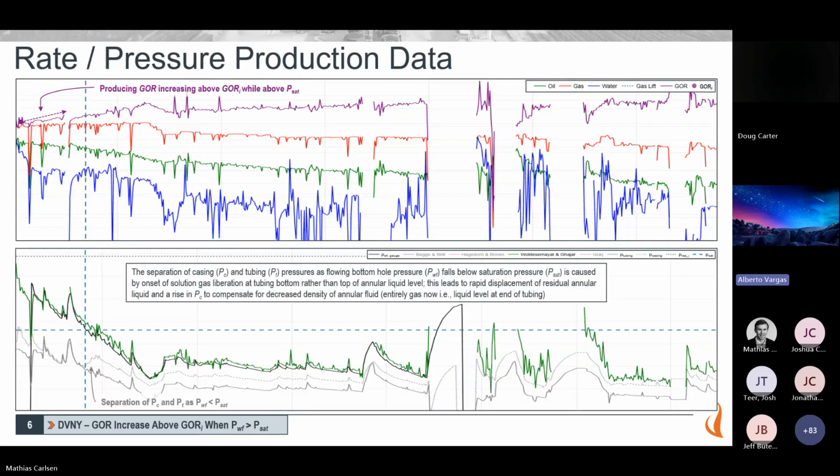Rate and production, as I was nattering on about earlier, you can see the same thing here, the GOR increasing before we reach the saturation point. So that's tied to the production here. You can see the gauge and the bottom hole calculation. And then how we know we're going through the bubble point is where we get the separation between tubing and casing pressure. That signature is classic in quite a number of our wells.